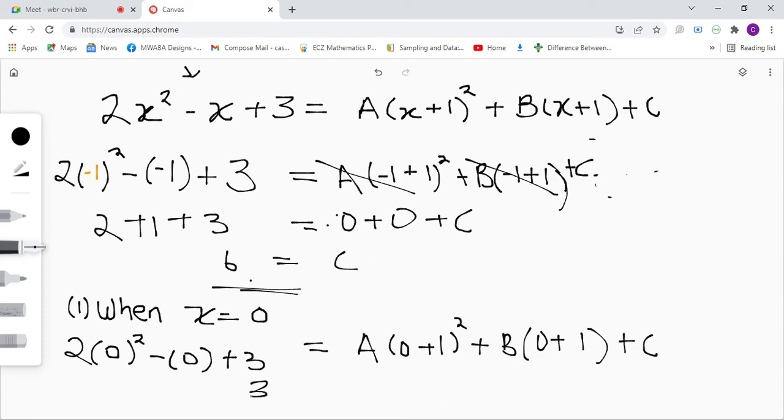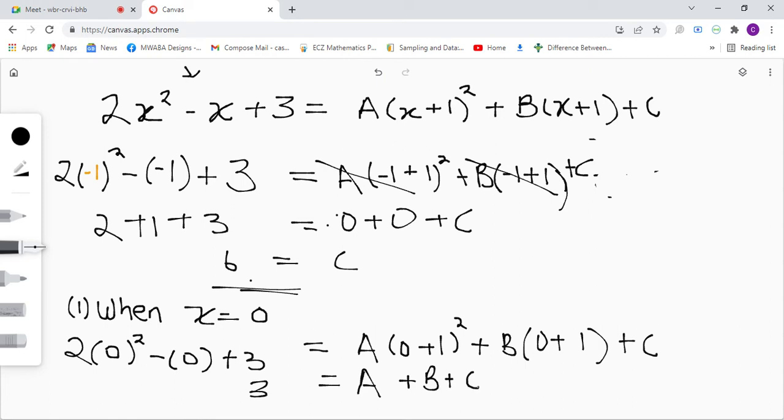So 2 times 0, that's 0, minus 0, that's 0. So on our left hand side, we're going to have 3. 0 plus 1, that's 1. 1 squared is 1. 1 times A is A. Plus, 0 plus 1, that's 1. 1 times B, that's B. So we have A plus B plus C.